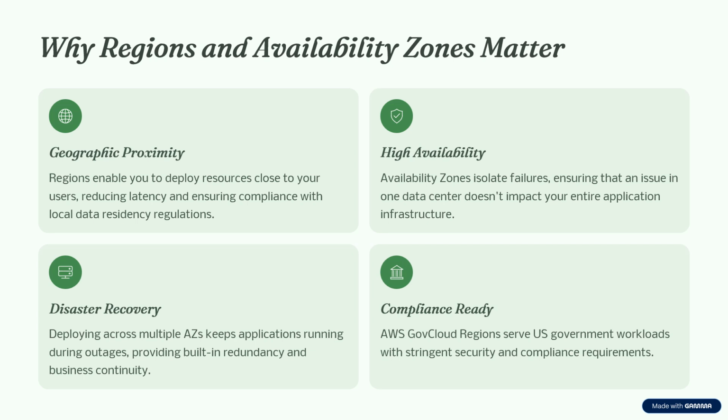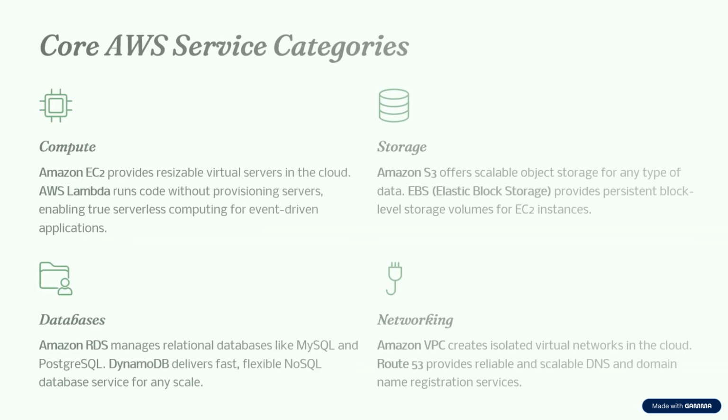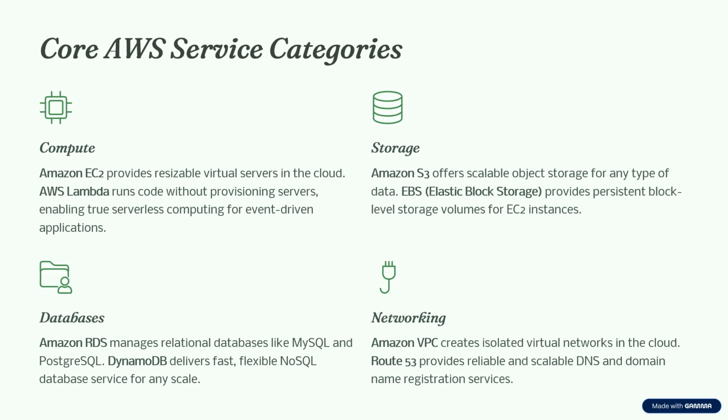Now, AWS has over 200 services, but you don't need to learn all of them at once. Let's focus on the 4 core pillars you will use often. First is compute services. The compute services let you run applications in the cloud.